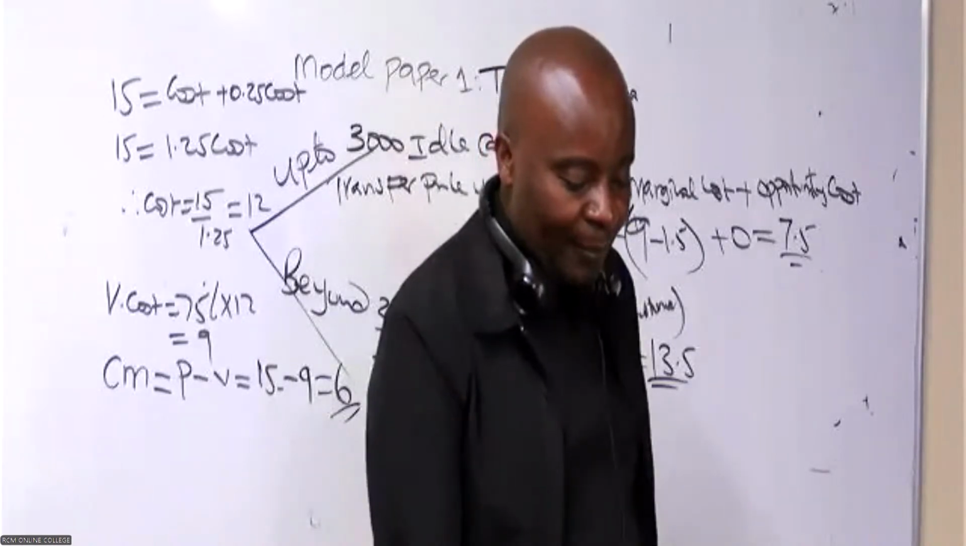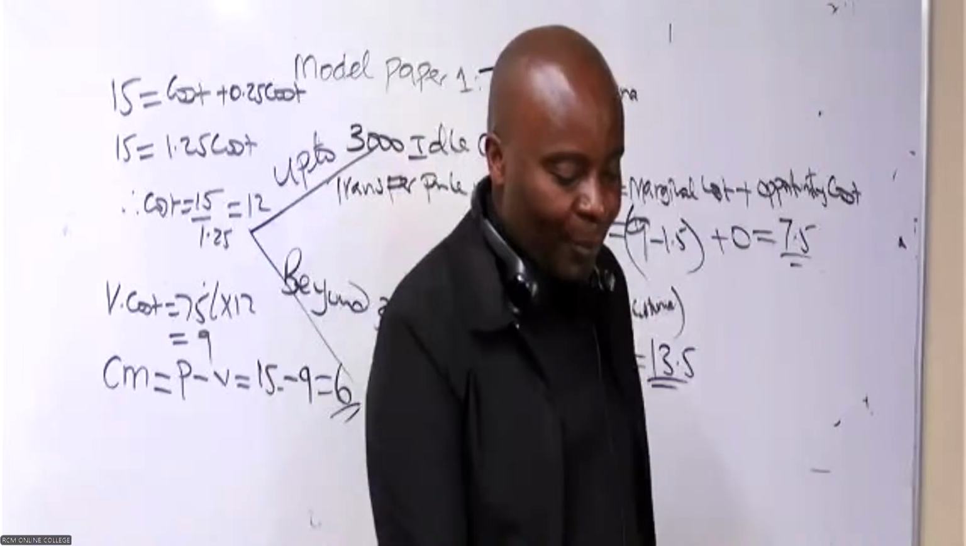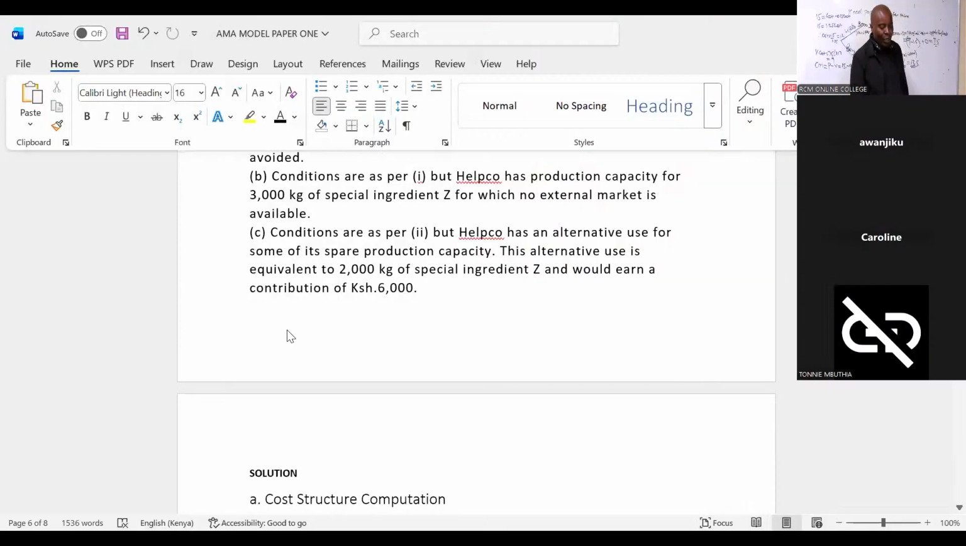Let's try part C. We are told conditions are as per above, but HELPCO has an alternative use for some of its spare production capacity. This alternative uses an equivalent of 2,000 kilograms of special Z and would earn a contribution of 6,000. So what will be the transfer price here? Just try it.